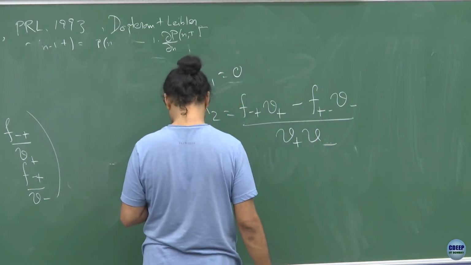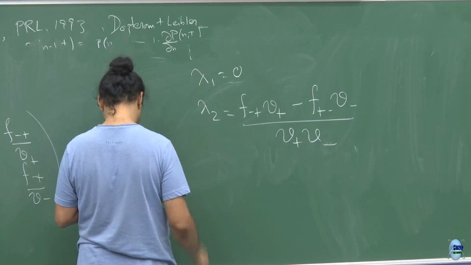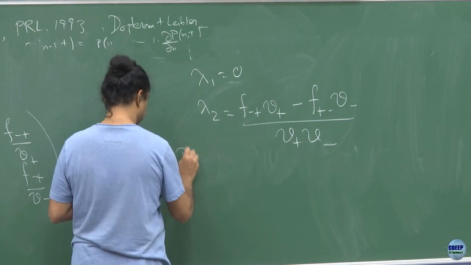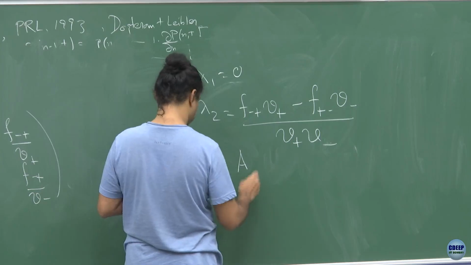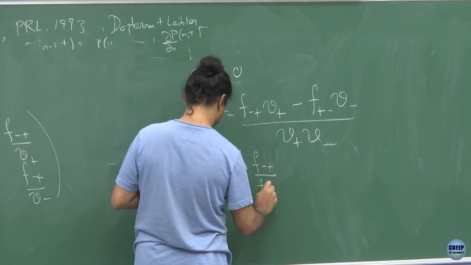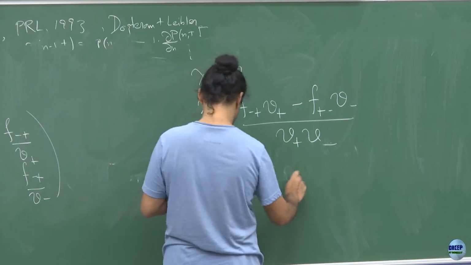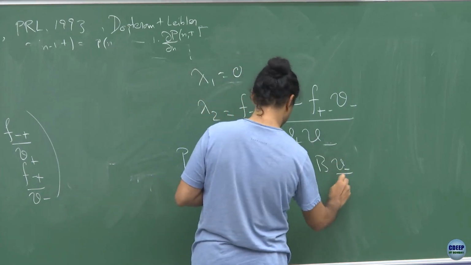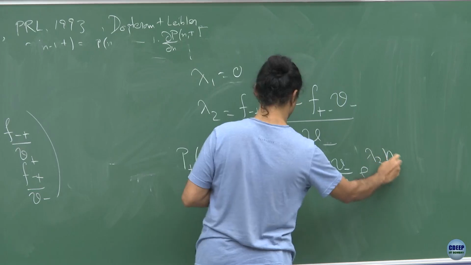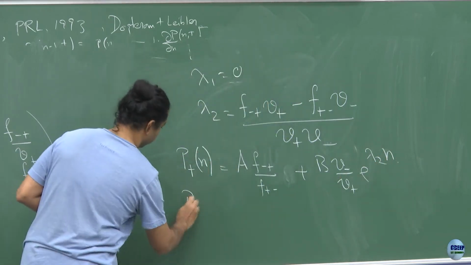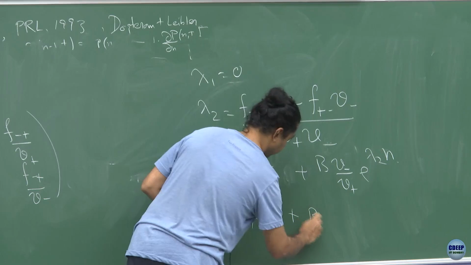Okay. And then you find the eigenvectors corresponding to that, and you can show that P plus of n is A F minus plus by F plus minus e to the power of lambda 1, which is 0. So, e to the power of 0 is 1, plus B V minus by V plus e to the power of lambda 2 n, where lambda 2 is this, and similarly P minus of n is A into e to the power of 0 plus B into e to the power of lambda 2.